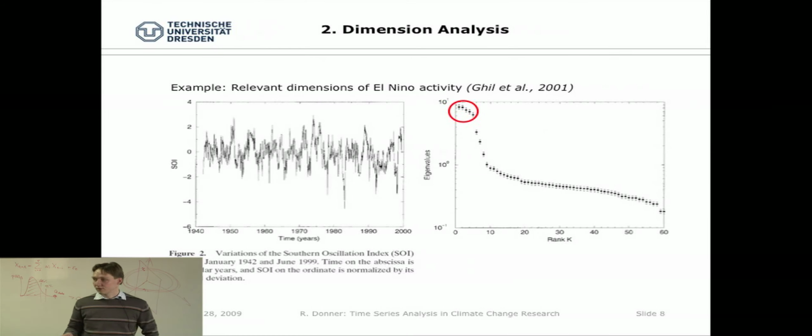Okay, is this clear so far? If there's no question, this is one specific concept of dimension analysis. Note that in these terms, dimension is understood as the topological dimension of a phase space. So how many variables do I need to describe my system properly?